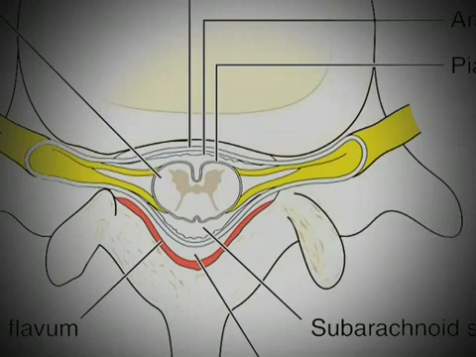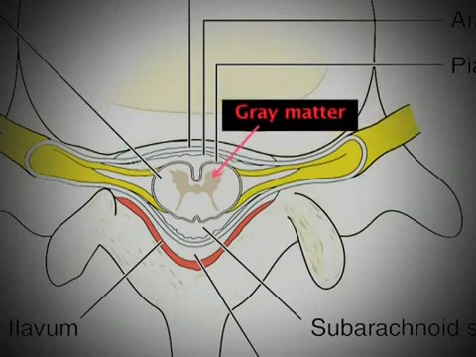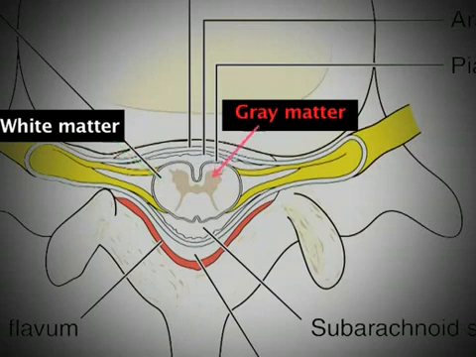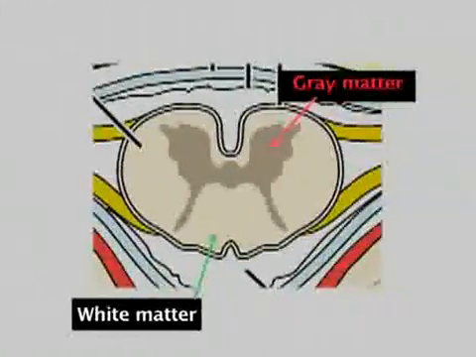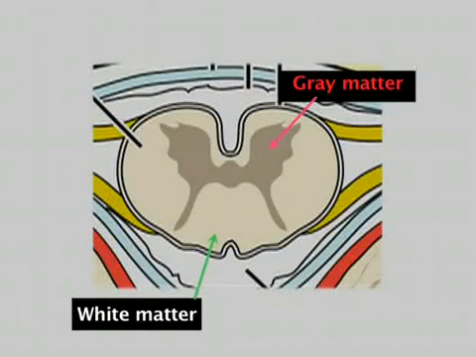Now, there are gray matter and white matter in the spinal cord. The gray matter is inside and the white matter is outside. Gray matter forms an H-shaped structure, which you can see inside in the picture. It is made up of gray matter. Now the white matter is seen outside.